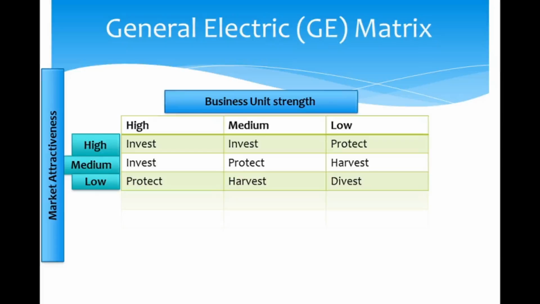The first is invest. Invest means investment is made on the basis of market attractiveness in terms of growth. It is also affected by the business position. So basically it is a green sign that yes, you go ahead with investment. Most of the time, investment as a strategy is adopted when the market attractiveness is either high or medium, and the business unit strength is also high or medium.